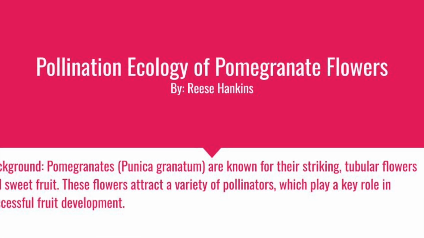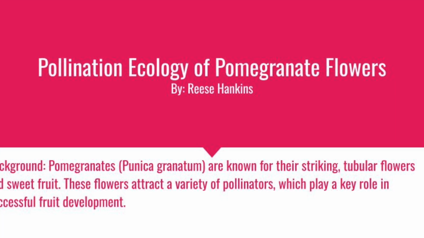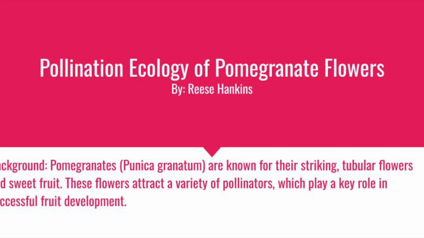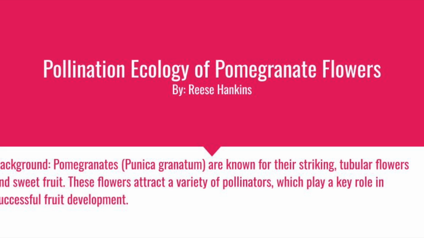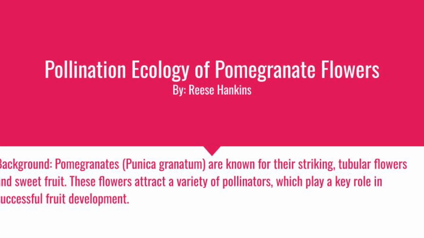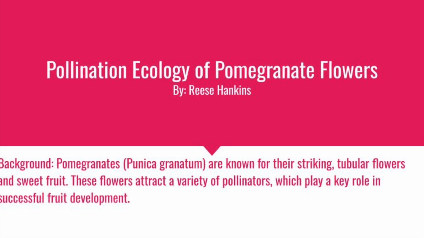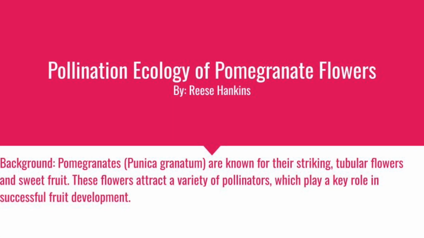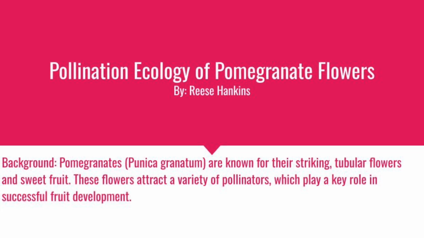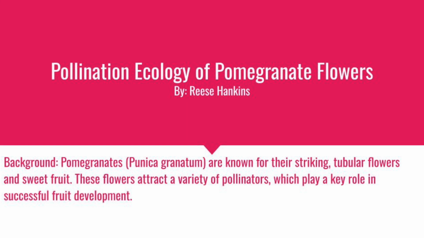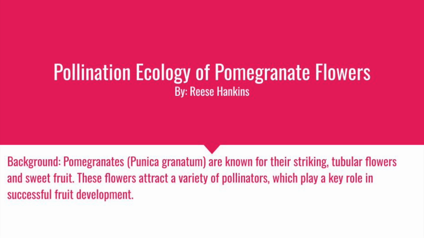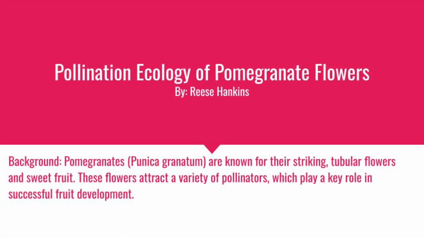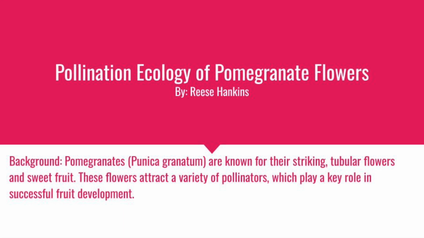Some background on pomegranates. They have tubular flowers which have sweet fruit inside. The sweet fruit, along with the shape of the flower, attracts a different variety of pollinators, each playing a key role in successful fruit development, as we know that pollination is an important part of a plant's life. It'll be very interesting to look into all pollinators that the pomegranate tree attracts, but in this video we're going to primarily focus on hummingbirds and bees.